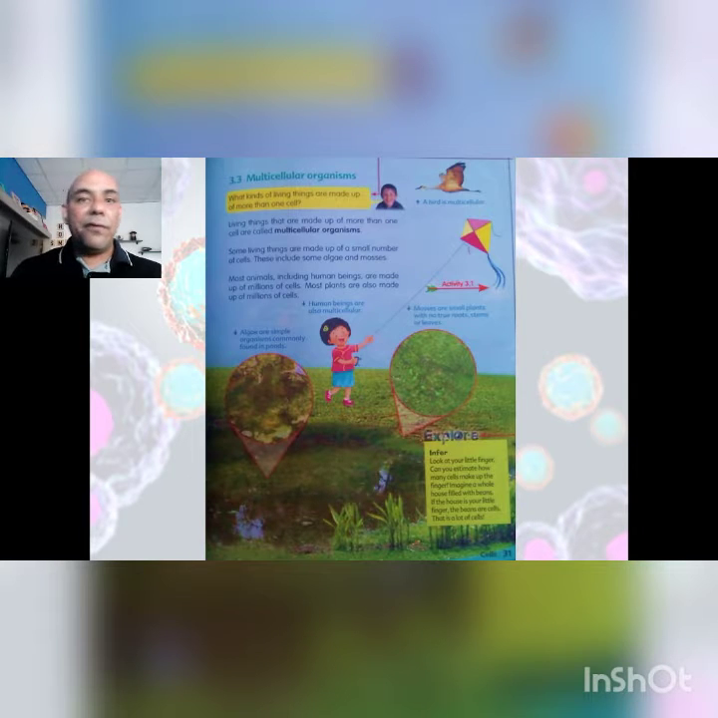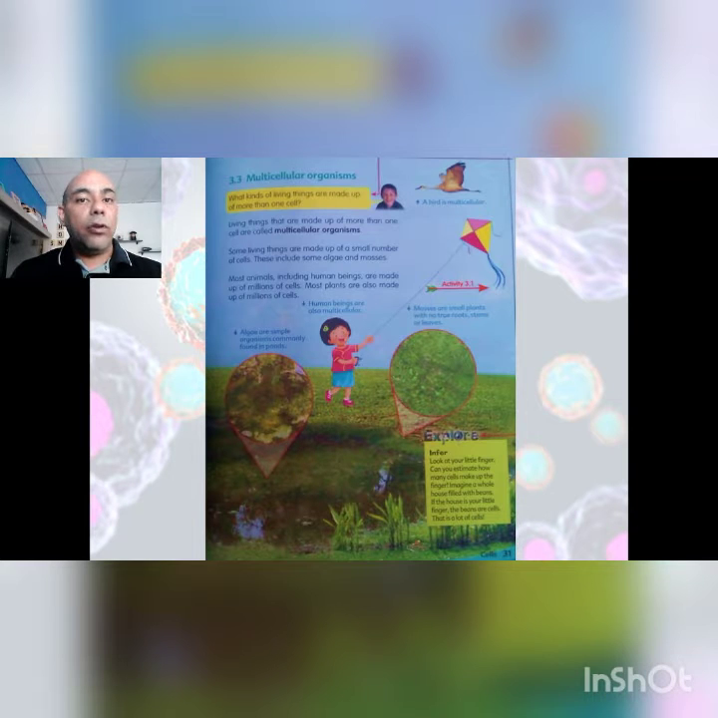On page 31, we have multicellular organisms. What kind of living things are made up of more than one cell? Living things that are made up of more than one cell are called multicellular organisms. Some living things are made up of a small number of cells. These include some algae and mosses.